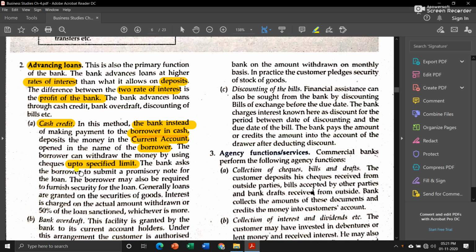The bank asks the borrower to submit a promissory note. A promissory note is nothing but a promise note from the borrower that I have taken a loan from this bank.